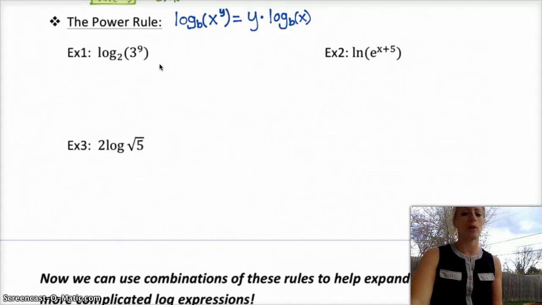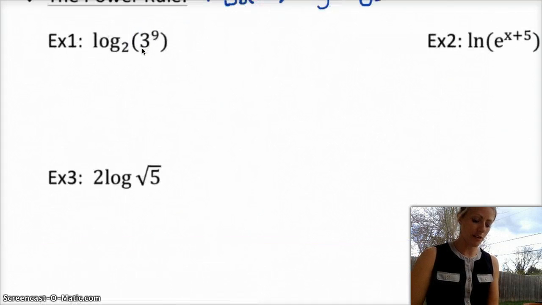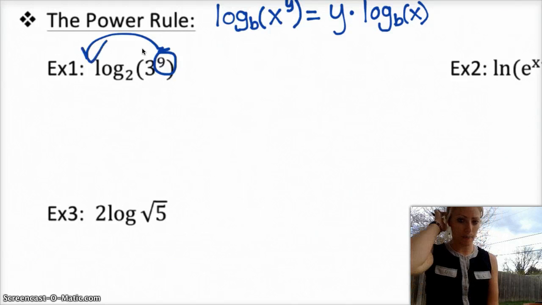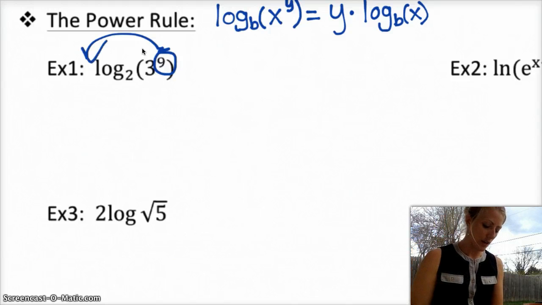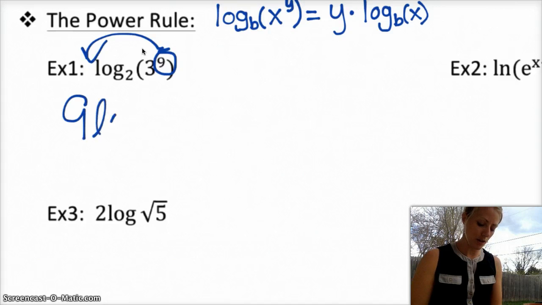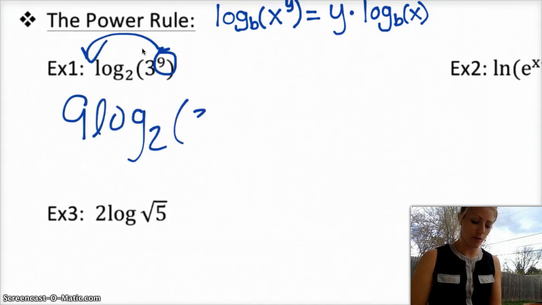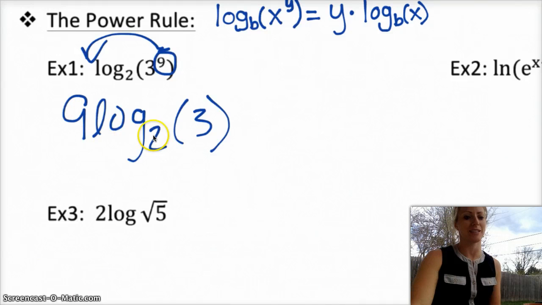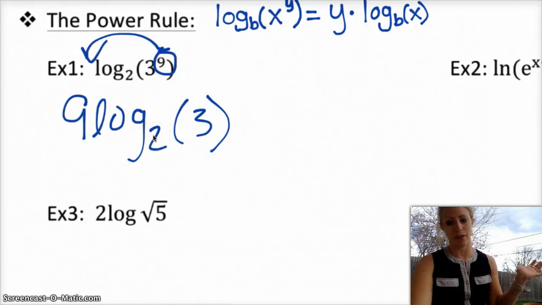So for example, number 1, log base 2 of 3 to the 9th. Well, the 3 to the 9th is inside the log, so that 9 can come out front as multiplication by a constant. So that is equal to 9 times log base 2 of 3. Go ahead and try the other two. The problem is asking you to rearrange it. Use the power rule to rearrange it.